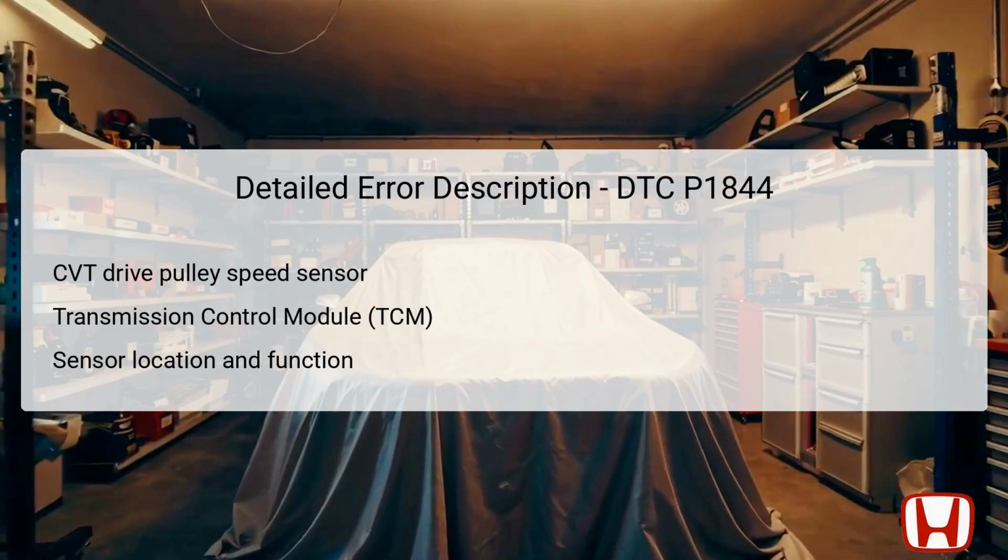When the sensor detects improper readings, such as unexpected voltage levels, the TCM responds by storing DTC P1844. This may result from sensor failure or communication errors within the circuit. Understanding the physical layout and signal transmission pathway is essential for effectively diagnosing and resolving this issue.